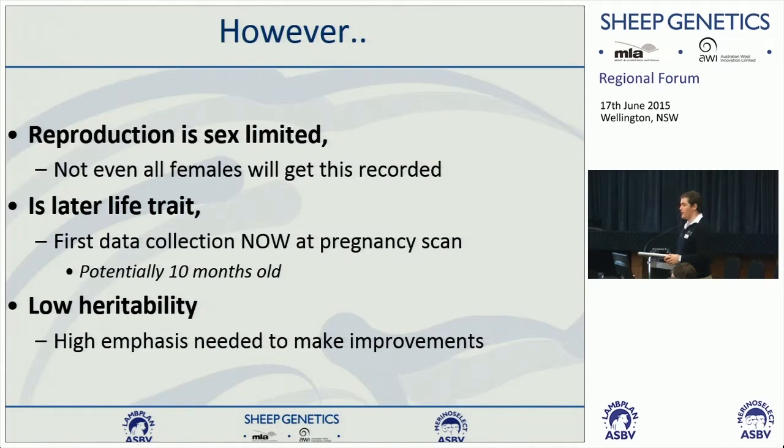So a few hurdles for us, because reproduction is sex limited, so it's a bit hard to record how many lambs rams wean. So we've got that barrier already, and it's also a later life trait. So for Merino, probably not finding out how many lambs she's rearing until she's 2 years old. So there's a bit of a barrier there as well. And like I was just saying, if you are a maternal breeder and are able to join a bit earlier, you can find out more information on their half sibs. And it's a lower heritability.